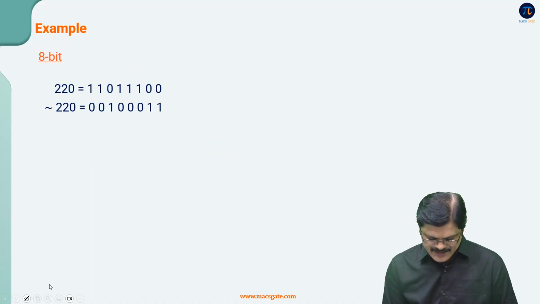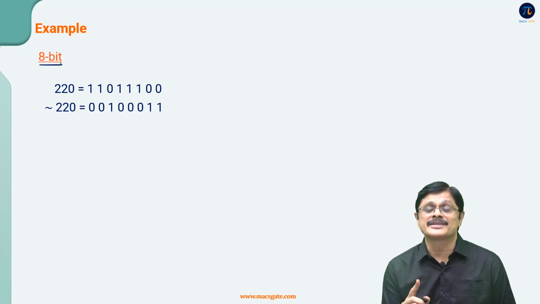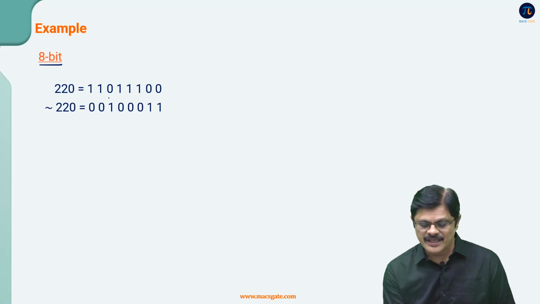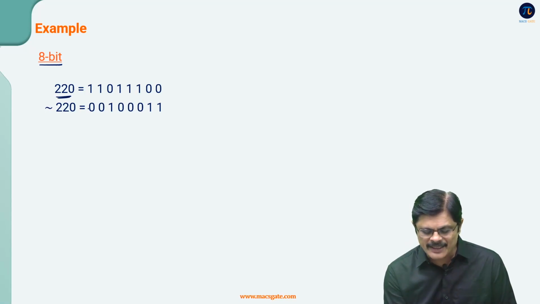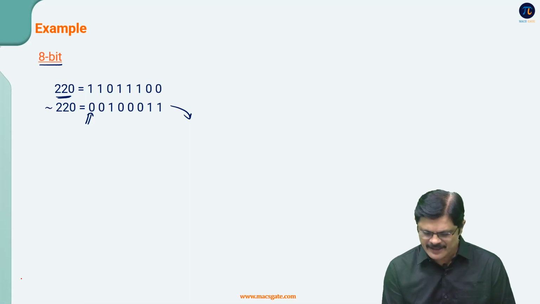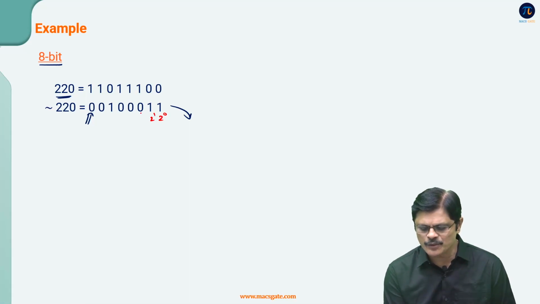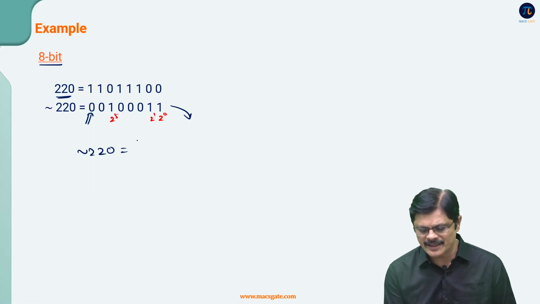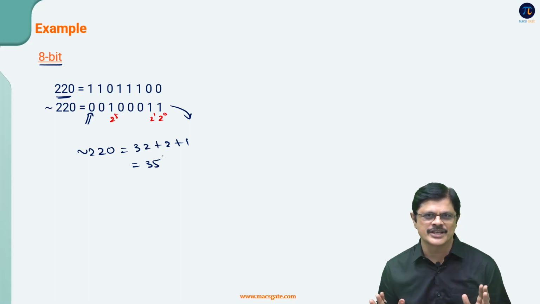Next one, see here it is an 8-bit number. The answer may be different for 8-bit and 16-bit, my dear friends, please note that. For this 8-bit number, the complement, if you observe, the leading bit is 0. So, directly the decimal format of this is the answer. Write down the decimal format: 2 power 0, 2 power 1, 2 square, 2 cube, 2 power 4, 2 power 5. So, what is the answer for the complement of 220 sir? 2 power 5, that is 32 plus 2 plus 1. So, directly the answer is 35, no changing.